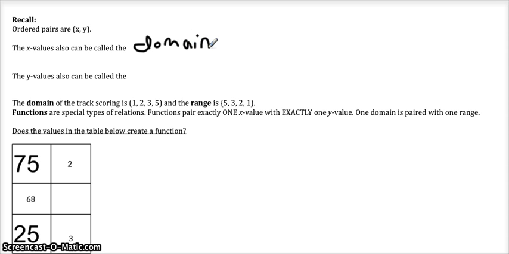Remember, you should be writing this in your spiral. If the x value is the domain, the y value is the range. Hopefully this is coming back to you from last year. There's also another name for the x value, which you might have done in 4th or 5th grade with function machines. We might have had the input. And if the x is the input, then the y would be the output.